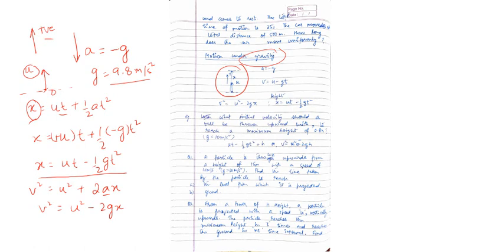So let us take an example. The first example is: what initial velocity should a ball be thrown upward with to reach a maximum height of 0.8 meter? This is the same idea which we are considering, that there is a kid and he wants to throw the ball to a height of 0.8 meters. So he wants to determine with what approximate velocity he should throw the ball so that it reaches the height of 0.8.